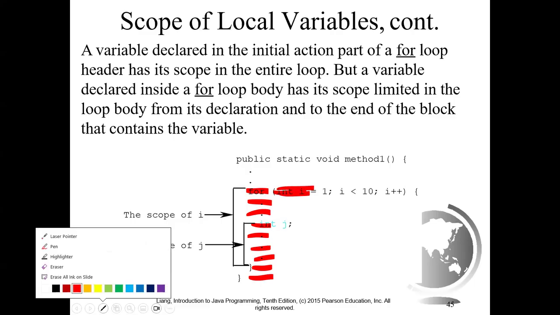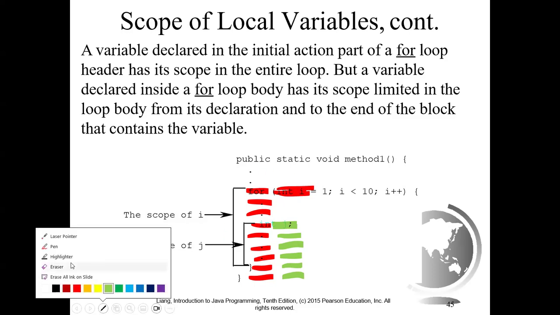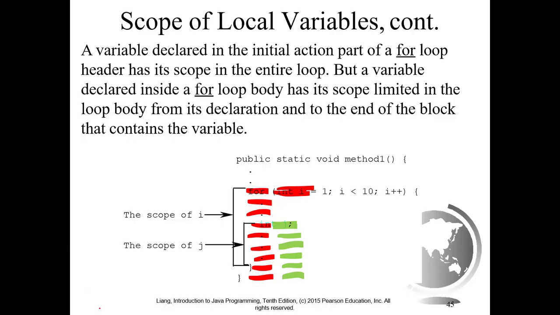However, for j, since j is only declared here, it is only valid after its declaration. So for j, it's valid here, valid here, valid here, valid here. However, it isn't valid before the line here. So that is what it's talking about, the scope and its validity.